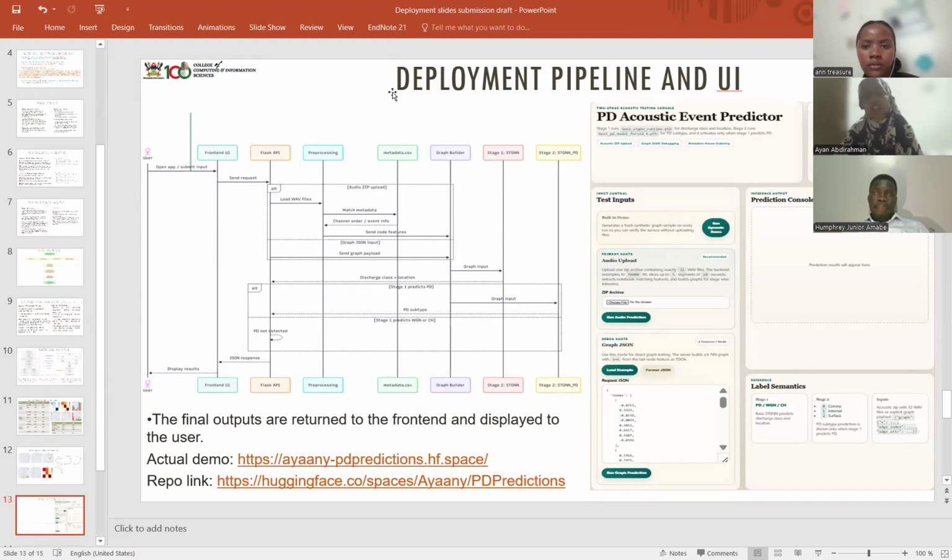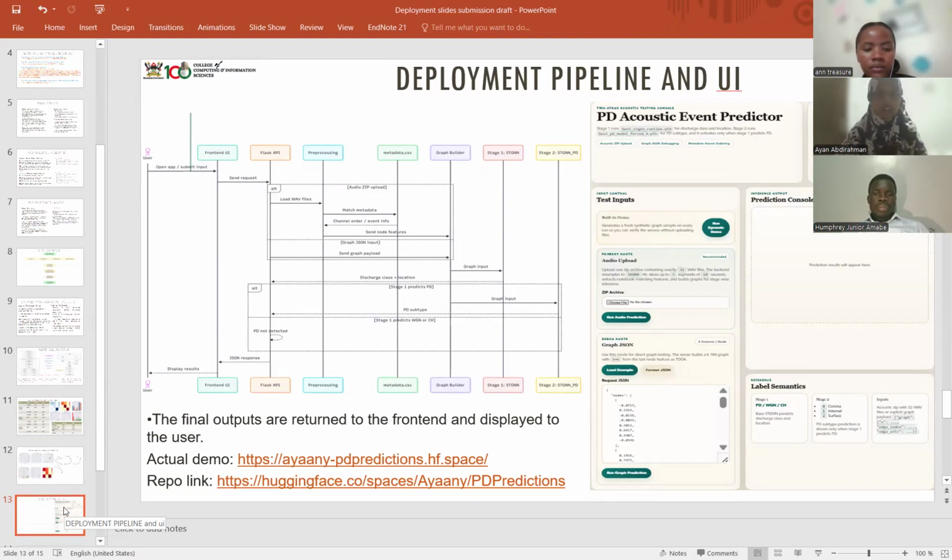The back end then sends the prediction results back to the front end in JSON format, whereby the front end then finally displays the information. So those are the 2 links that we have. The first is our actual demo. Then the second one will lead you back to the GitHub repository demo.